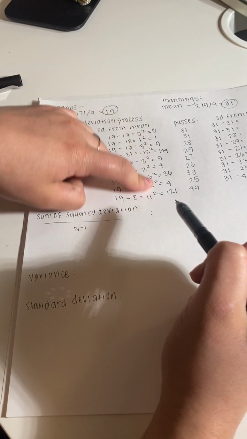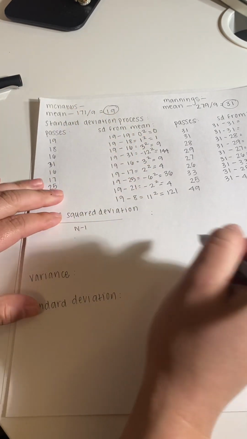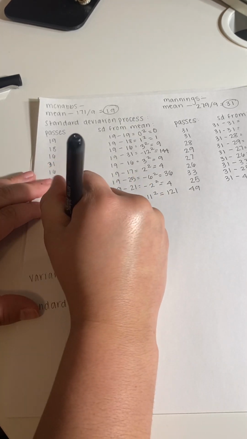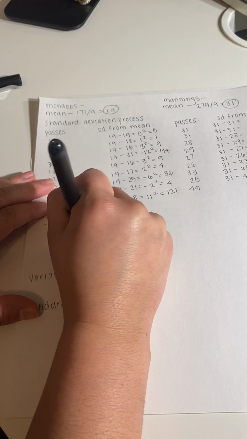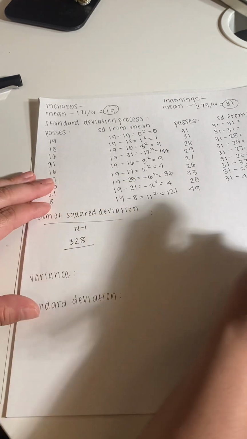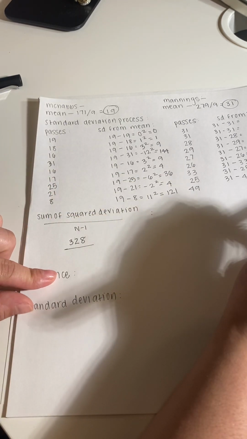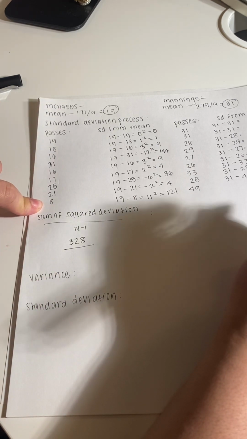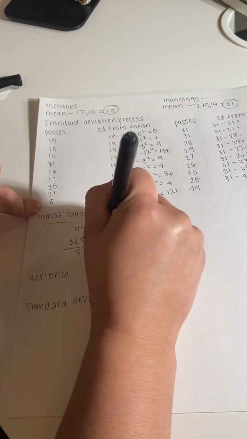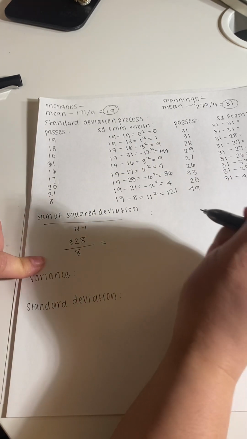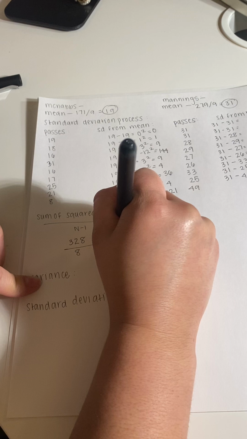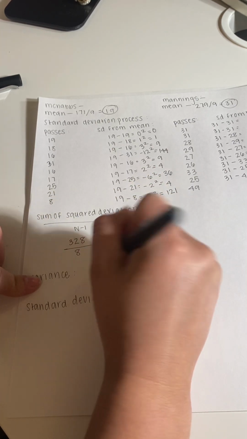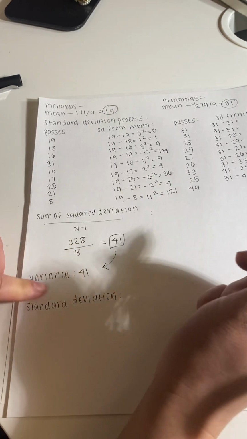So for that, you're gonna add all these values up. It's going to be 328 divided by n minus 1. So 9 values minus 1. So you're gonna do 8, and that gives you 41. So this right here is the variance that you need.